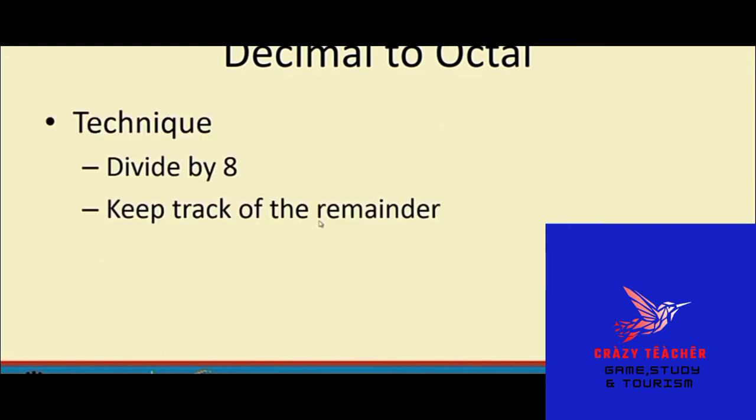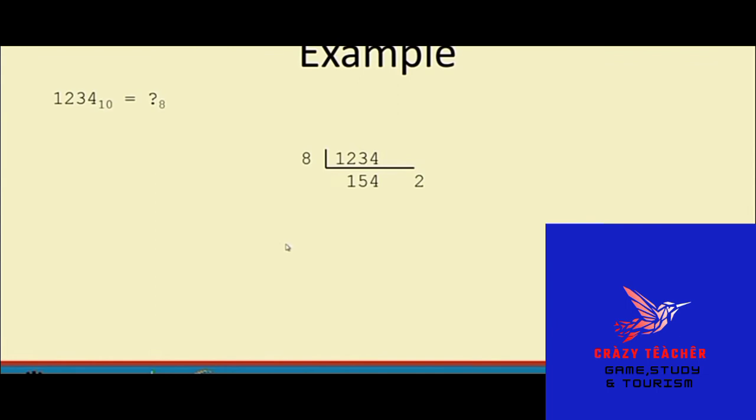Now how to convert decimal to octal? Just like decimal to binary, where we divided by 2 and kept track of the remainder, here also we do the same thing: we divide by 8 and keep track of the remainder. So this is 1234 to the base 10, converting to the octal number system.